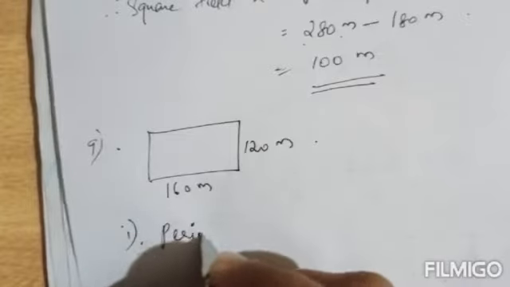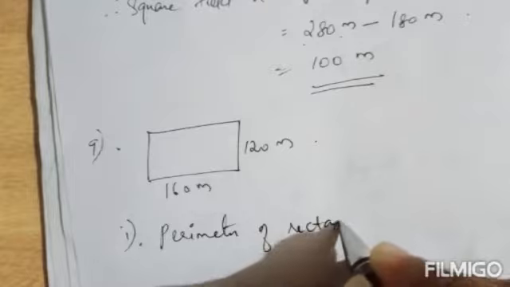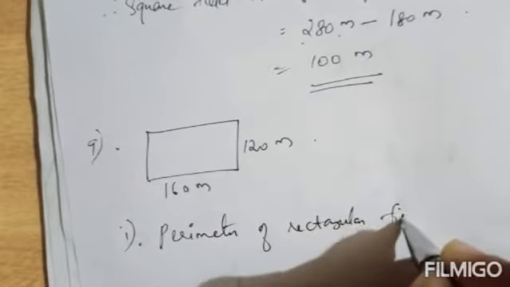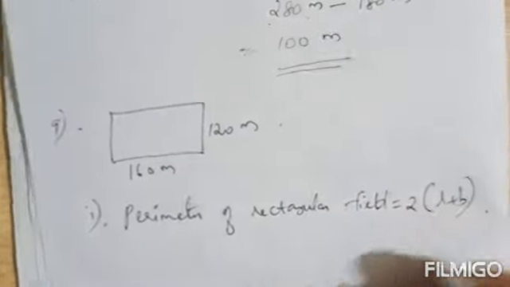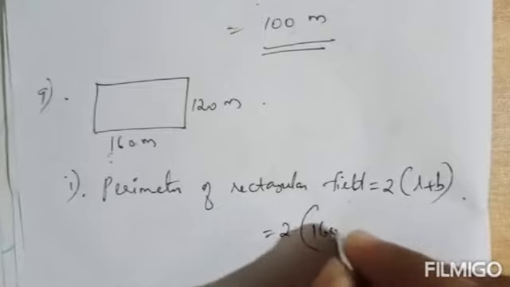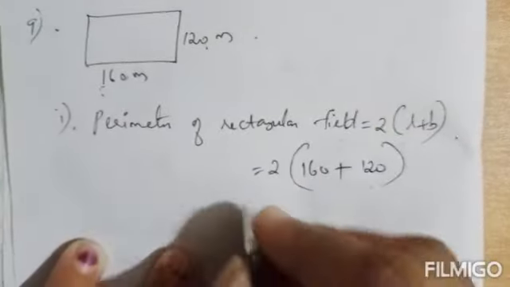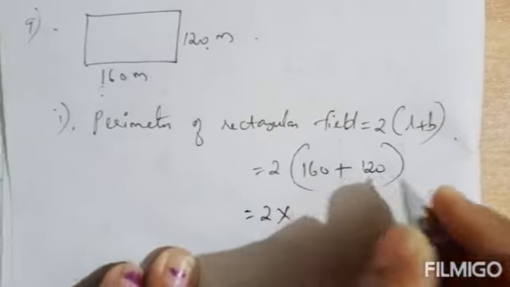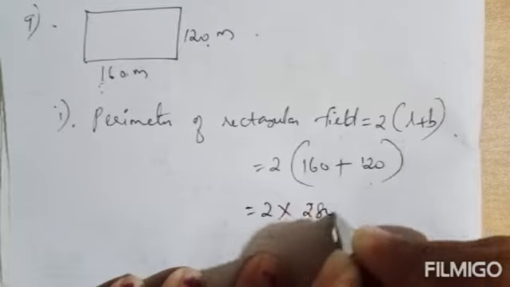So the perimeter of a rectangle or rectangular field, we know the formula 2 into (L plus B), which is equal to 2 into (length, it is 160 meter, plus breadth, it is 120 meter). So 2 into (160 plus 120), what you will get, it is 280.